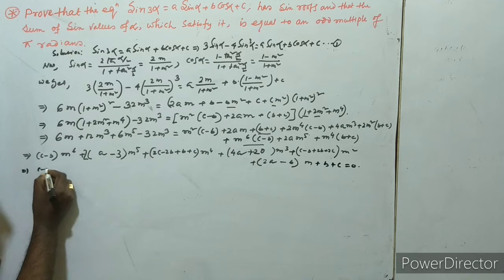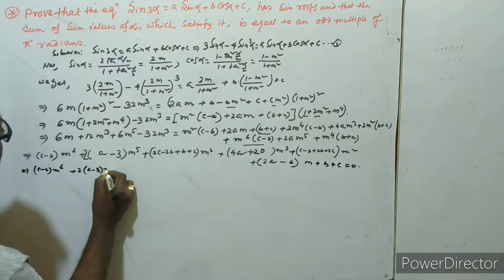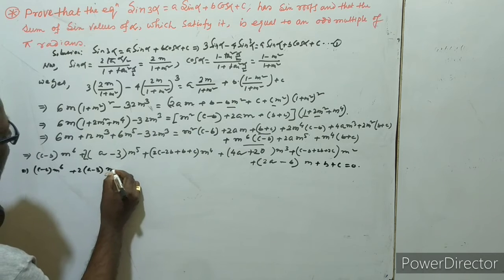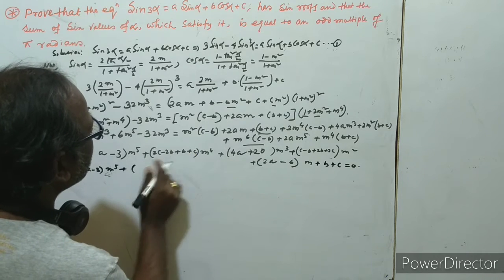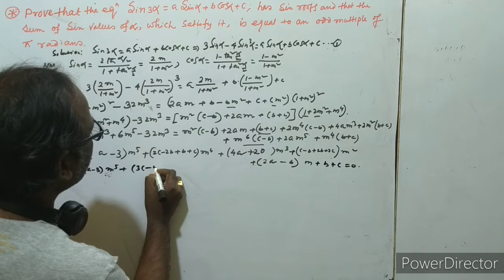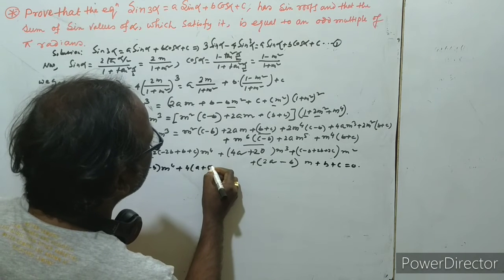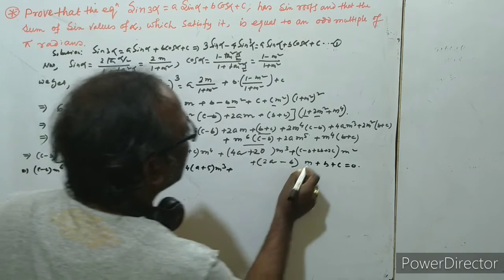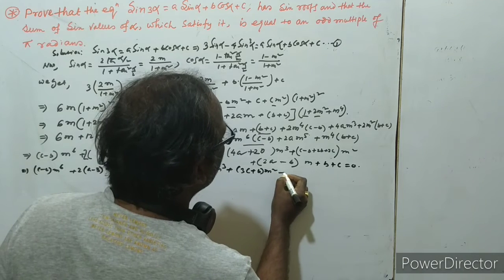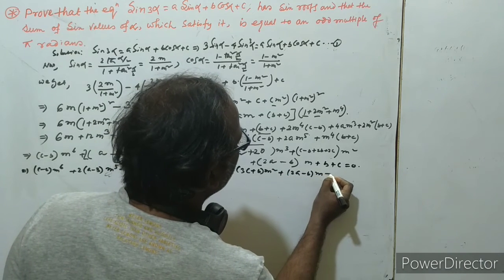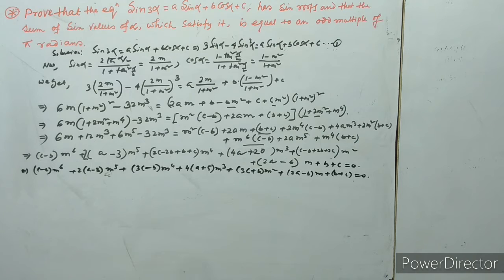So c minus b, m to the power 6, 2 into a minus 3 into m to the power 5, and 3c minus b into m to the power 4, and take a common 4, a plus 5 into m cube, and this is 3c plus b, m square, 2a minus b plus m into m, and b plus c. Okay, and check it.